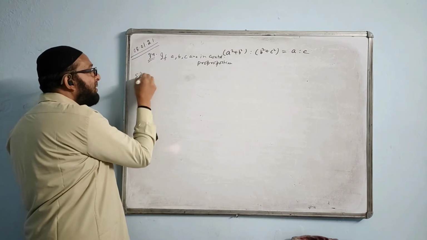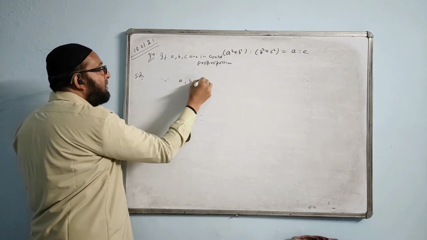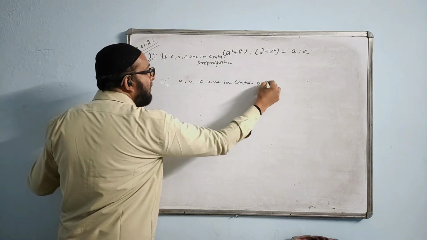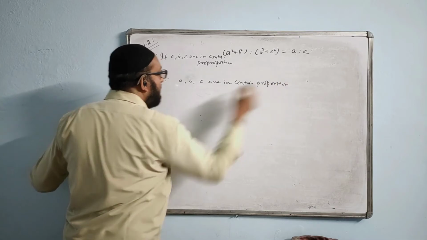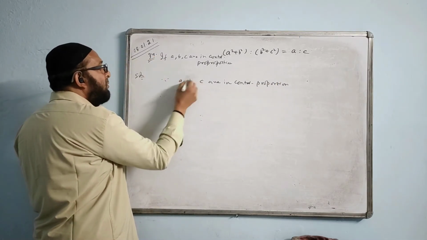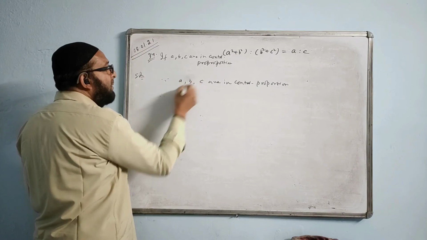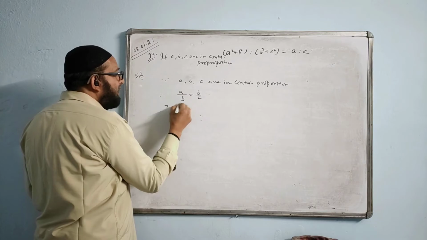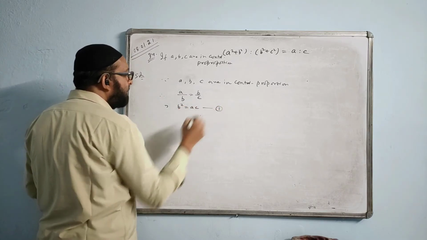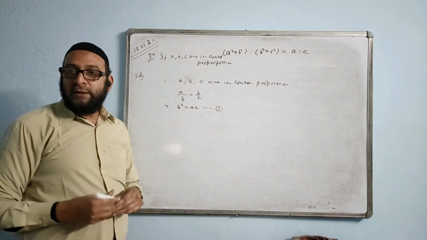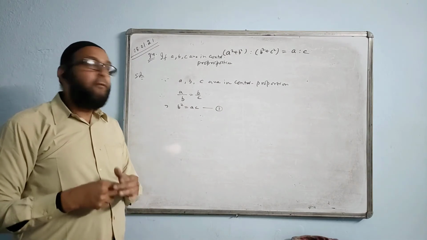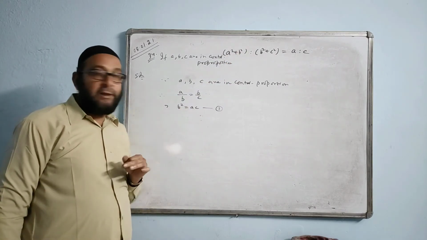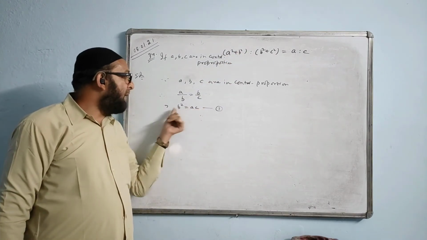A, B, C are in continued proportion. Therefore, we can write A by B equal to B by C. Cross multiply. You get B square is equal to AC. Now, where B square will come in the thing which you have to prove, over there I write AC, and where AC will come I will write B square.